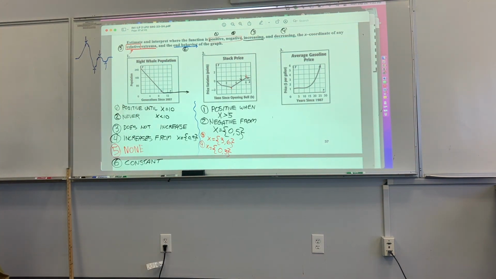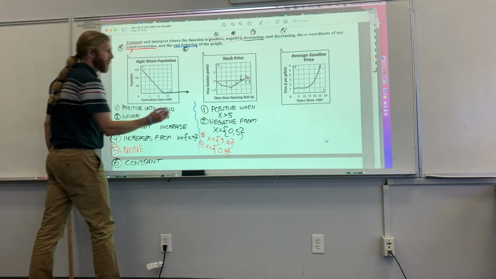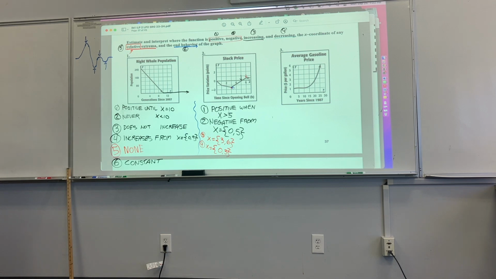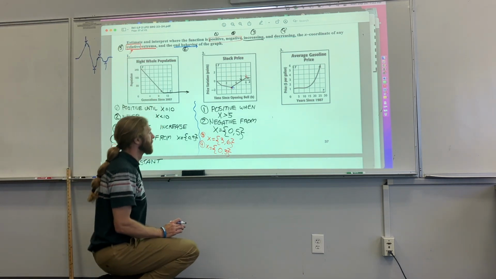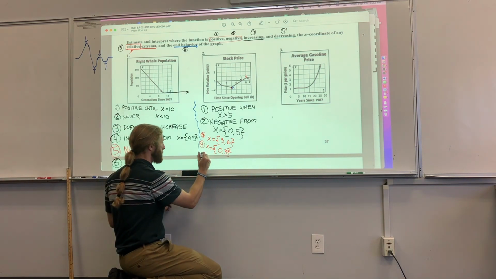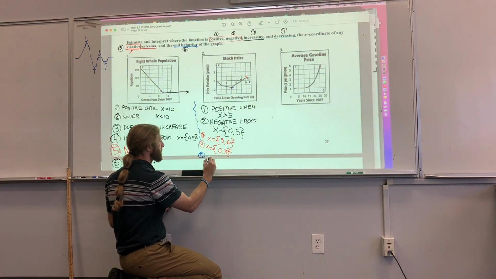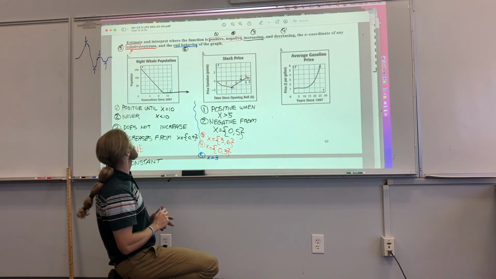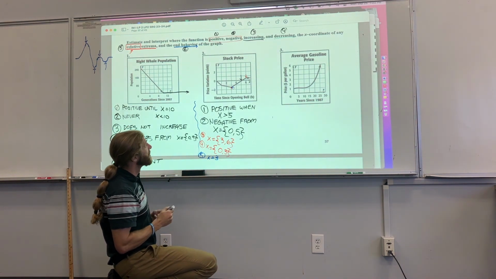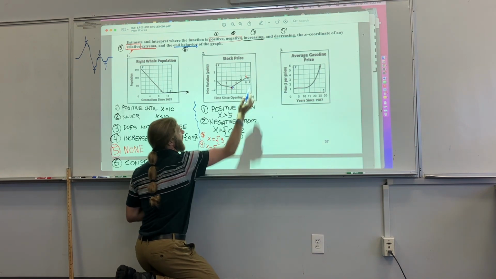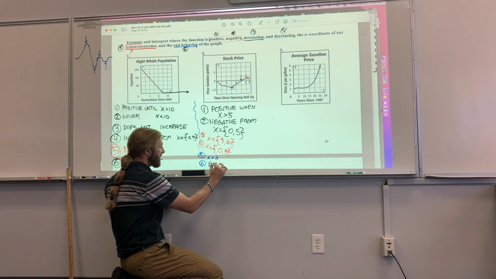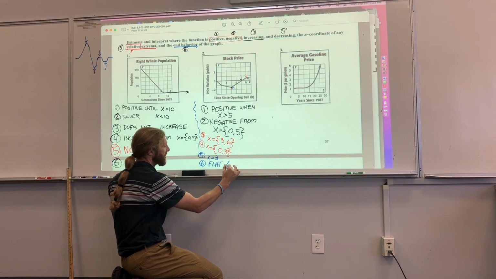Relative extrema. Relative extrema, that one's very extreme. 3. End behavior, flat. So you can say it's flat or constant.